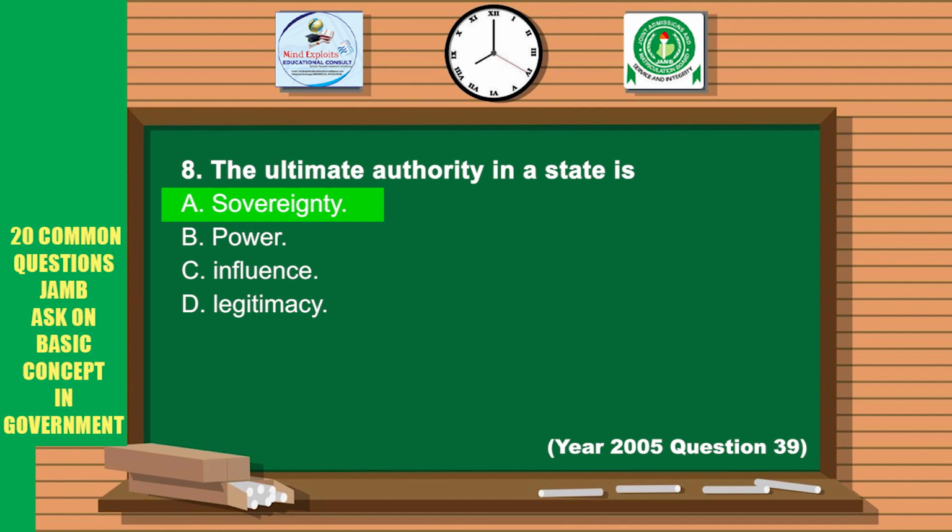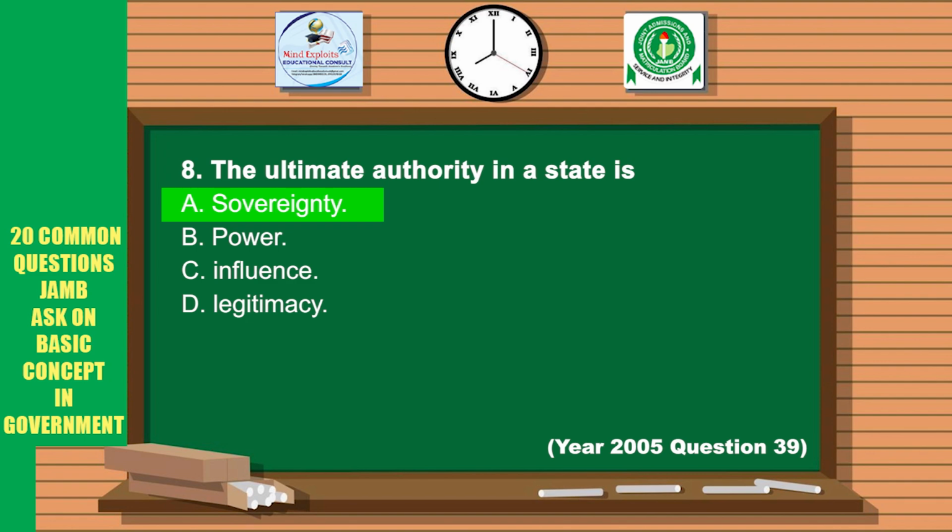Are you here with me? Don't forget that we have said that a state has a people, that is the population, has a government, occupies a territory, and this territory is sovereign. The government of that territory is sovereign. So every one of the features of a state hangs on its sovereignty. So that's the ultimate authority in a state.